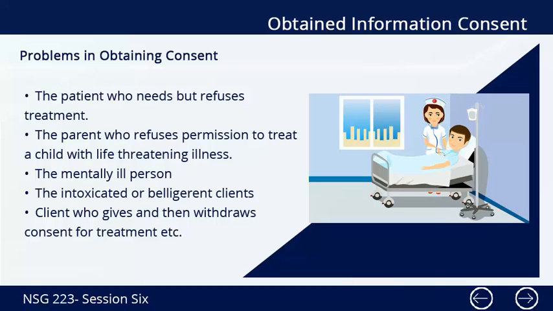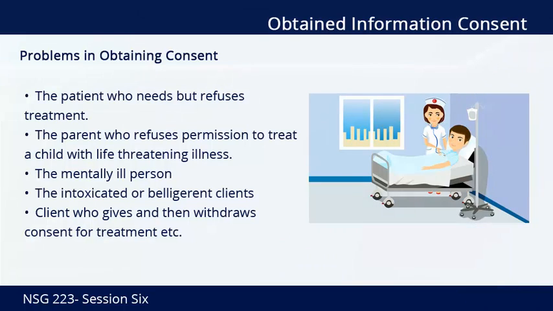1. The patient who needs but refuses treatment. 2. The parent who refuses permission to treat a child with a life-threatening illness. 3. The mentally ill person. 4. The intoxicated or belligerent client. 5. The client who gives and then withdraws consent for treatment, etc.